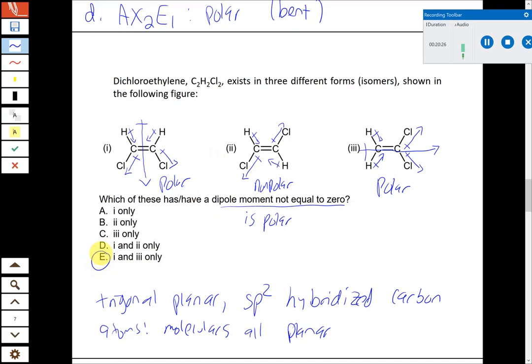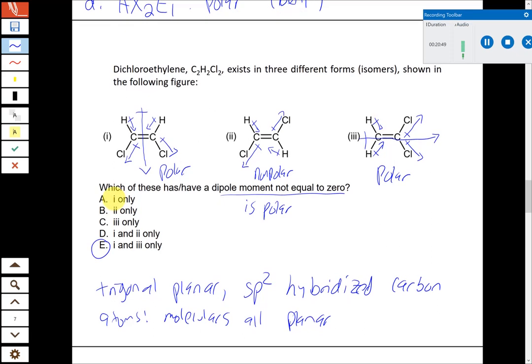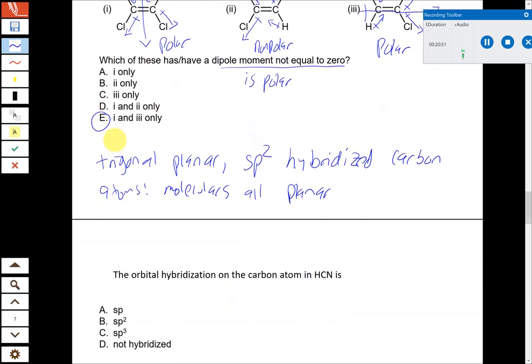And the only way we could easily determine that is as I did here, which is to draw the individual bond dipoles, chlorine more electronegative than carbon, carbon a little bit more electronegative than hydrogen. And when you draw those dipoles, you figure out, do they or do they not cancel out? And only in choice 2 here are the dipoles arranged equal and opposite of each other such that they would cancel out. The rest of them, the dipoles do not cancel, which makes the molecules polar. So 1 and 3 are both polar.